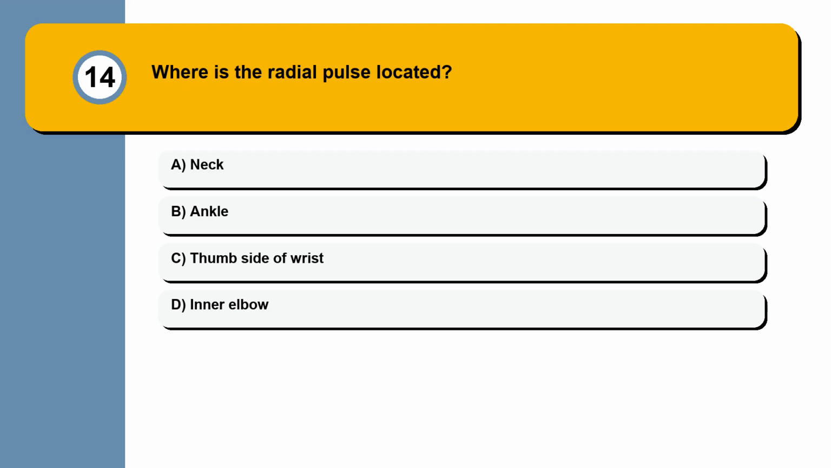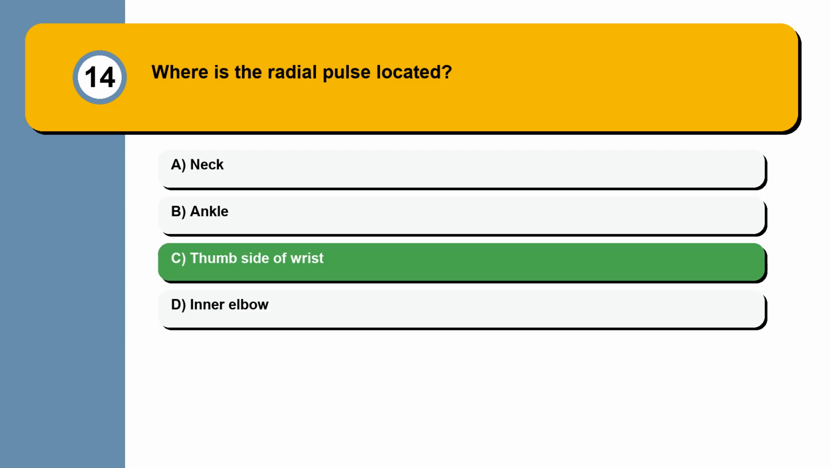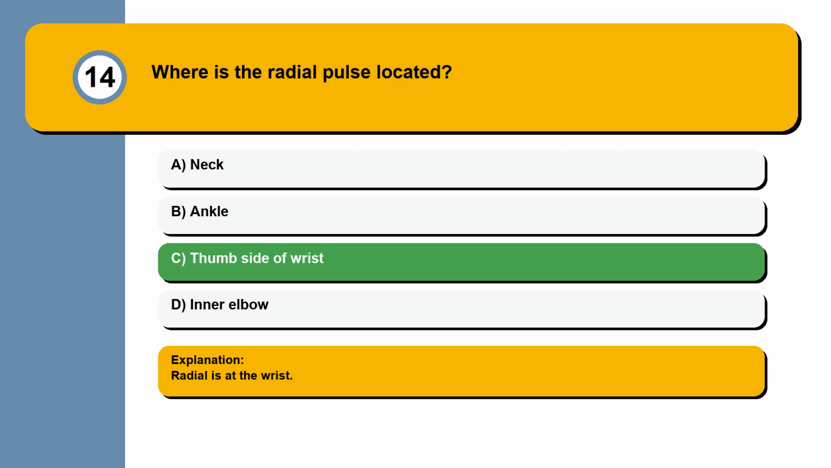Question 14. Where is the radial pulse located? Neck, ankle, thumb side of wrist, inner elbow. Radial is at the wrist.